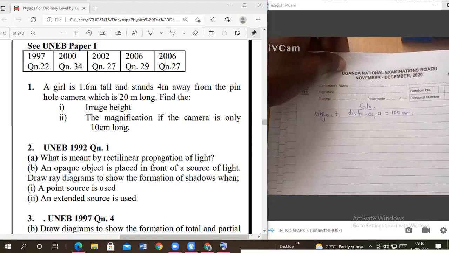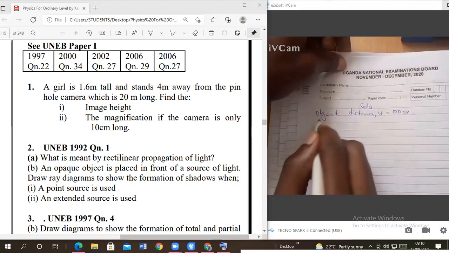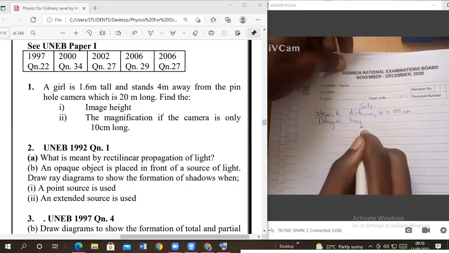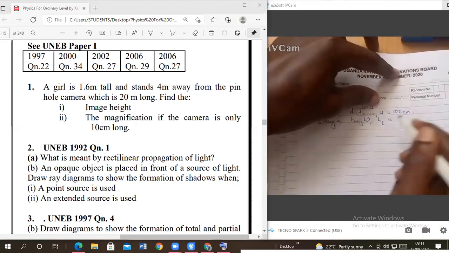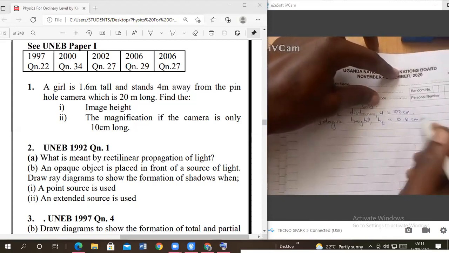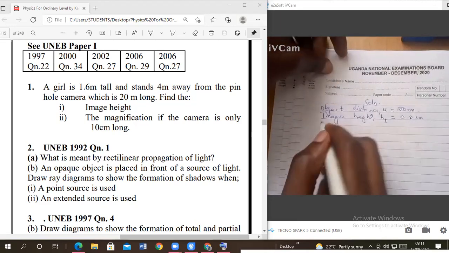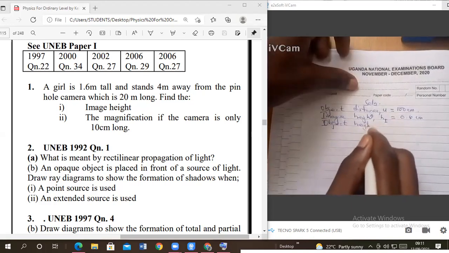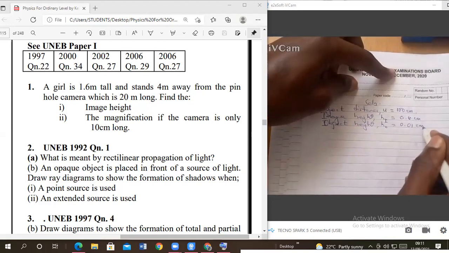Given that the size of the image is 0.6 centimeter, what does that mean? That size is meaning the height. So that is the image height, so we use HI, which was given to be 0.6 centimeters. And the size of the object, so object height, was also given to be 0.01 centimeters.